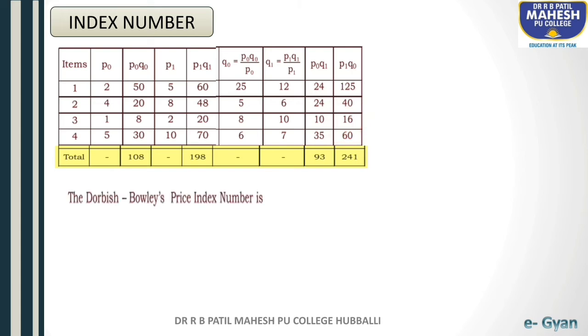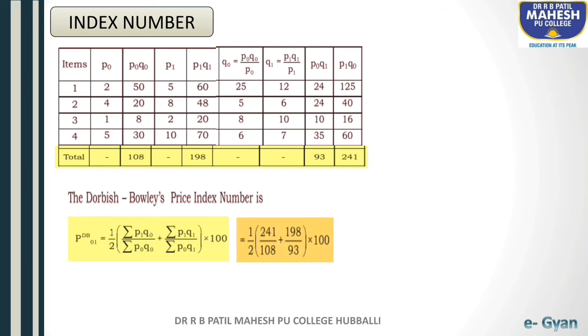So now you find the first one, Bowley's... Drobish-Bowley's price index number. The formula is 1 by 2 into bracket, summation P1 Q0 divided by summation P0 Q0 plus summation P1 Q1 divided by summation P0 Q1, into 100. So now you substitute the values. Summation P1 Q0 total is 241. Summation P0 Q0 total is 108. Summation P1 Q1 total is 198. Summation P0 Q1 total is 93.